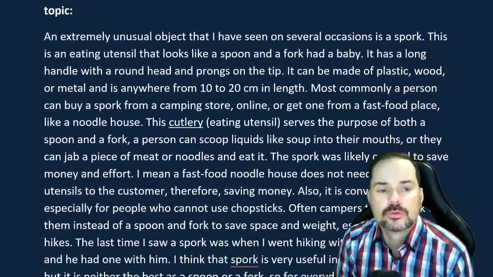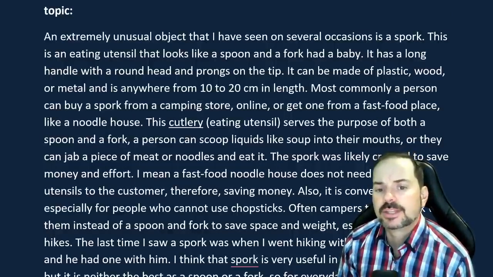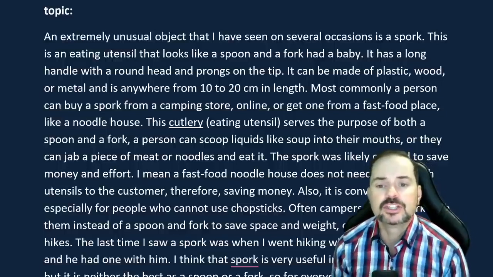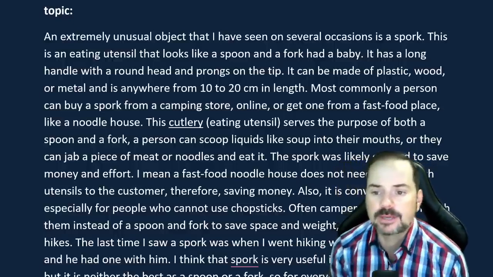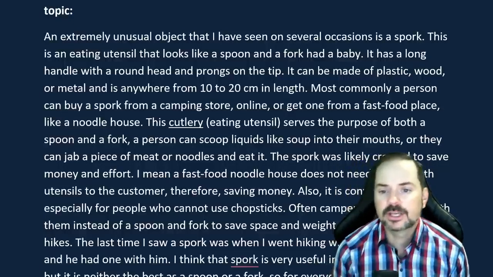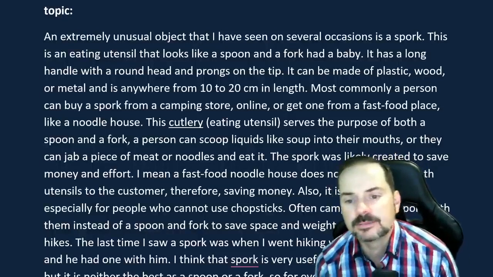Okay. An extremely unusual object that I have seen on several occasions is a spork. This is an eating utensil that looks like a spoon and a fork had a baby. It has a long handle with a round head and prongs on the tip. It can be made of plastic, wood, or metal, and is anywhere from 10 to 20 centimeters in length.